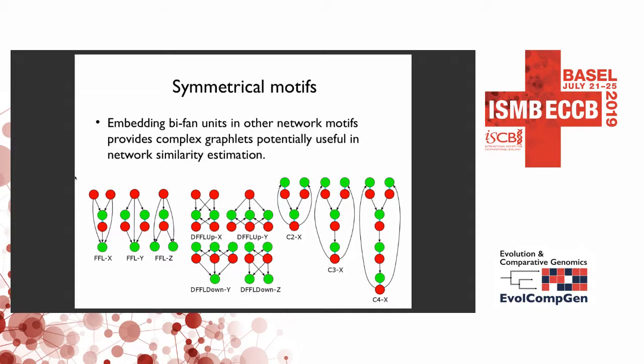So essentially what we do is that we embed these bifan, what we call bifan units, into these regular network motifs, and we try and figure out how prevalent they are in a given network to get a better sense of the symmetry at play.